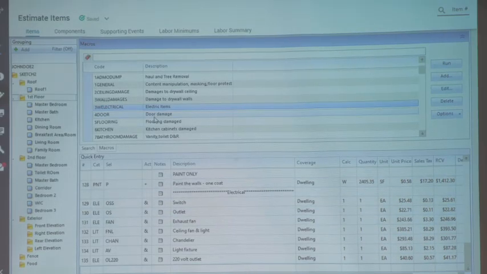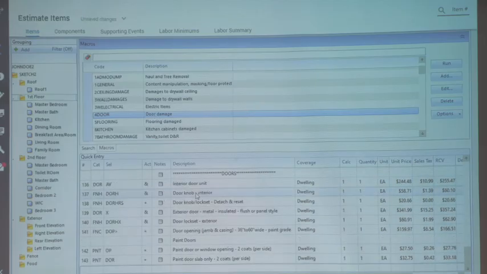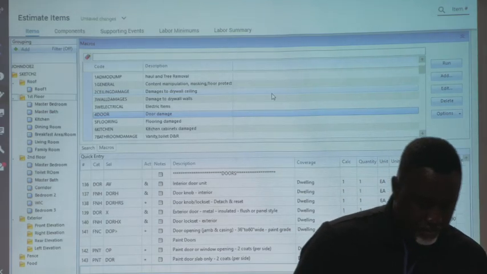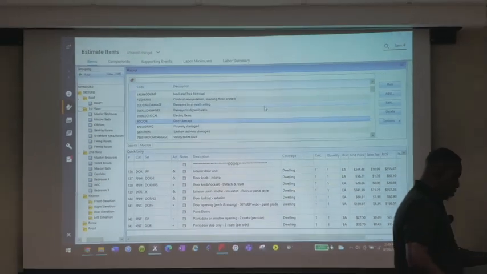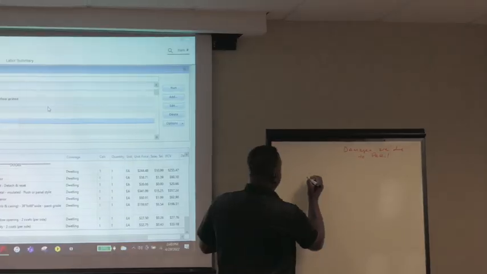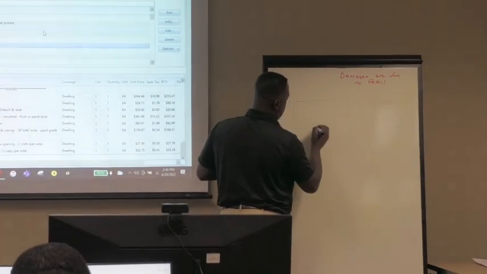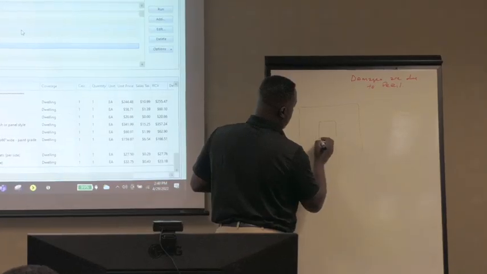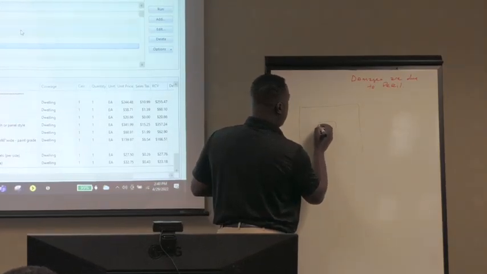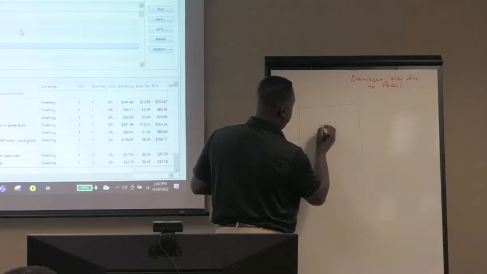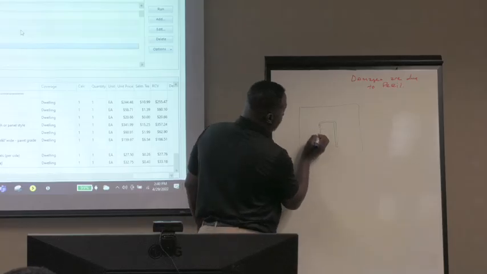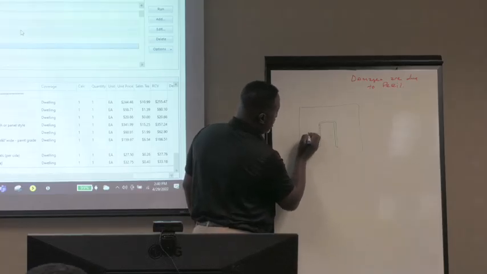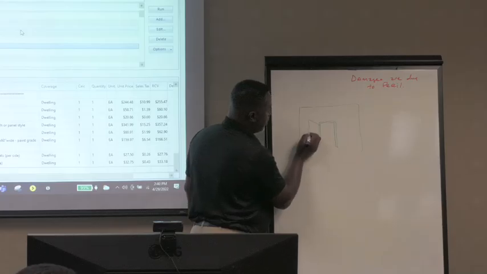All right. So door damage. Dealing with door damage. So we have a door. Let's say this is your wall. This is your door. This is your frame. And here's the door on the hinge. There's the door lock.